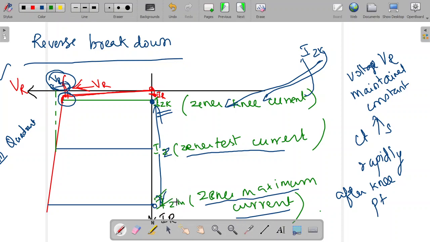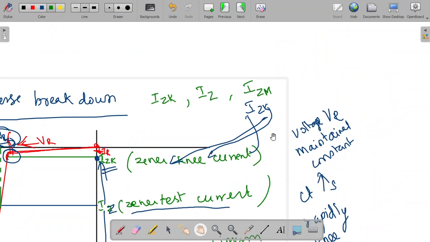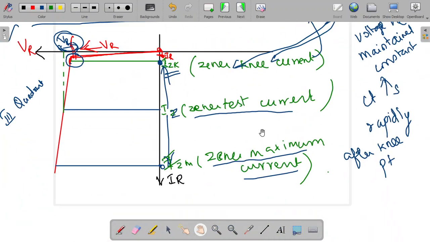So this is IZM. We have three parameters given here in I. One is IZK, that is the starting Zener knee current. Then the second one is IZ, that is the Zener test current. The third one is IZM, the Zener maximum current. So these three currents are available here.